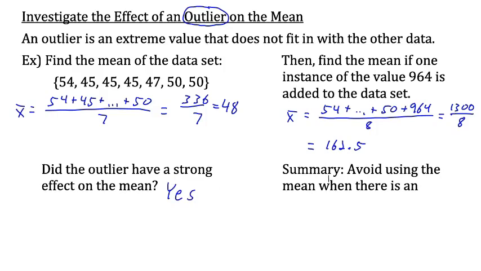Now, the summary here is avoid using the mean when there is an outlier. We say that the mean is non-resistant to extreme values. It does not resist those extreme values. It gets drawn towards it because of the way the formula works.